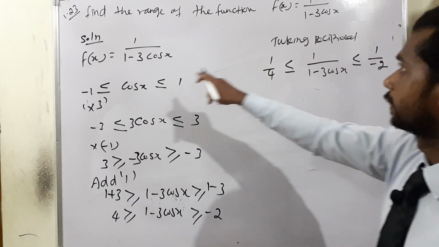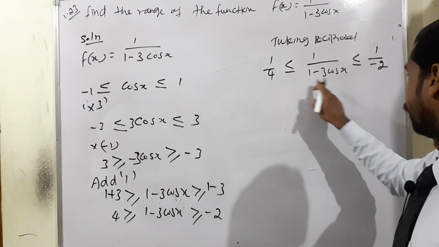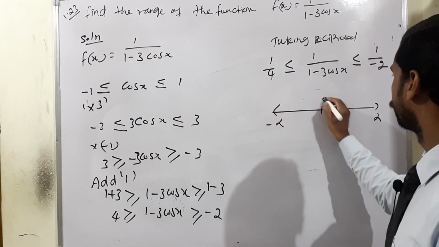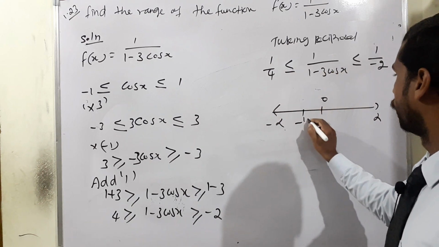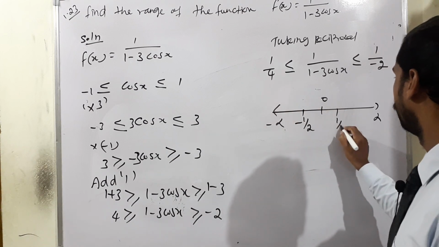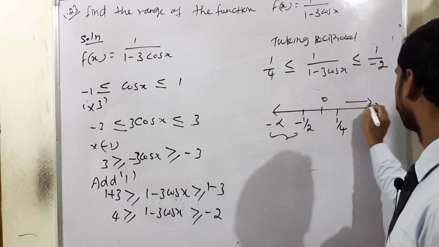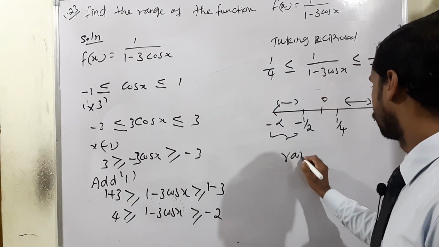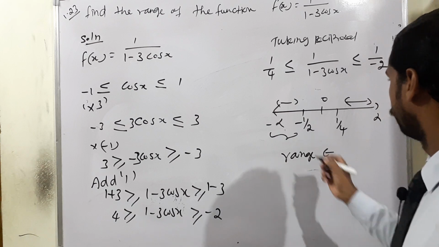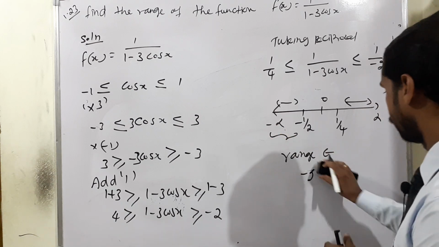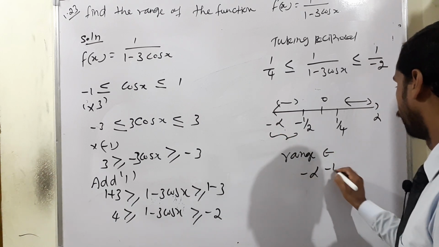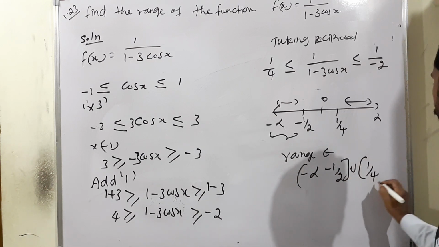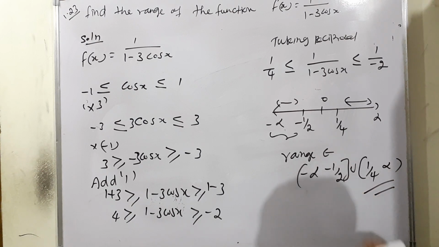So, now the condition is clear, 1 by 1 minus 3 cos x. If you make it one number line, minus infinity to positive infinity, center 0 means negative values, so negative 1 by 2, at the same time positive value 1 by 4. So in between these values is excluded. Therefore, the range belongs to minus infinity to negative 1 by 2, union closed interval 1 by 4 to infinity. This is the answer for example 1.23.